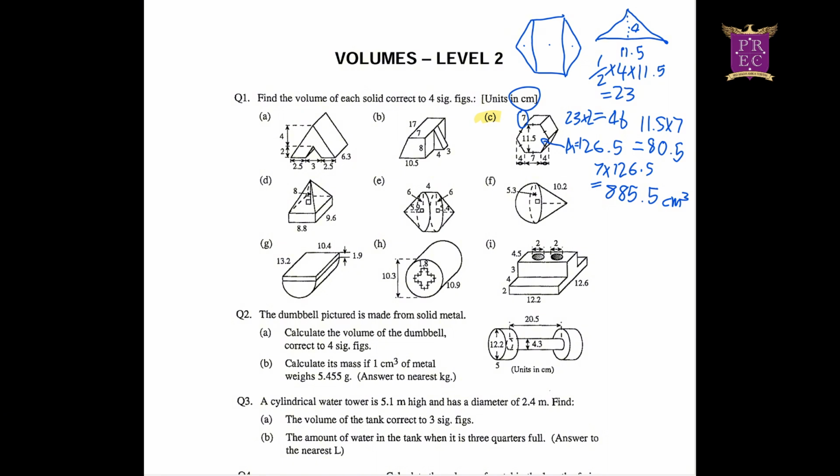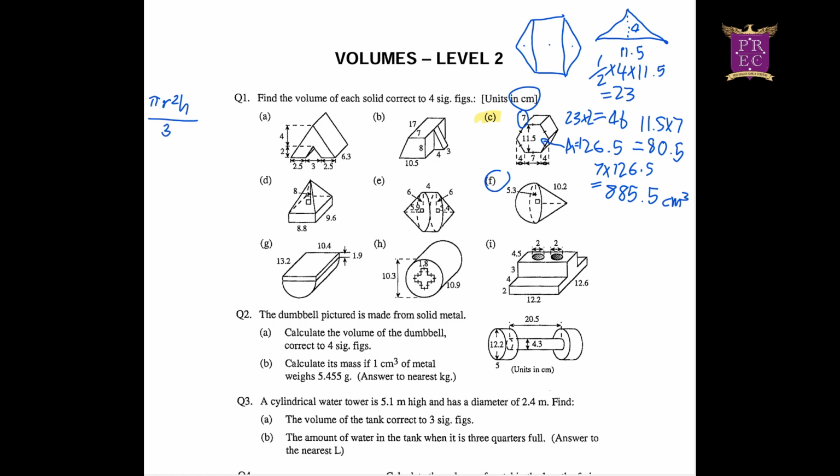All right, now we've got something else. We've got a cone. We'll just do it on this side. We've got a cone and half a sphere. Remember what the formula for a cone is? It's pi r squared h divided by 3.